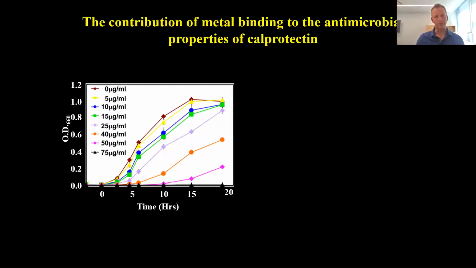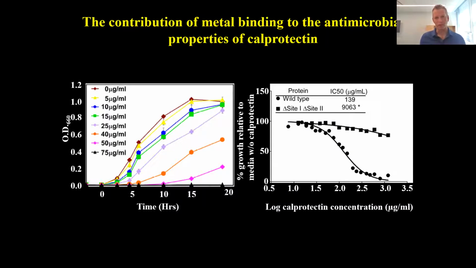We next became interested in whether the metal binding properties of the protein were important for its antimicrobial activity. So we mutated those two predicted metal binding sites, which we call site 1 and site 2. And we showed that this protein folds properly using NMR and doesn't bind metal using isothermal titration calorimetry. And then we tested its antimicrobial activity, and we saw a 90-fold reduction in the antimicrobial activity of the site 1, site 2 mutant, demonstrating that not only is the protein antimicrobial, but it must bind metal in order to be antimicrobial.